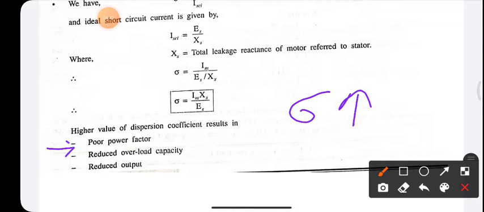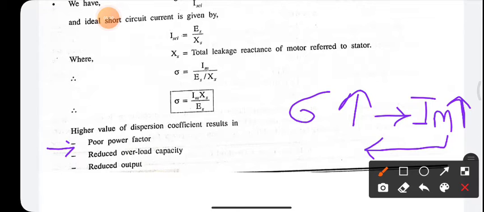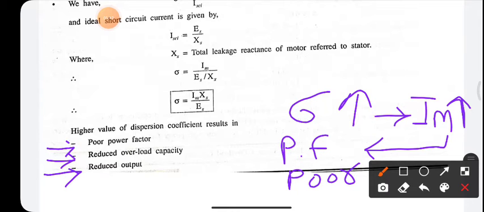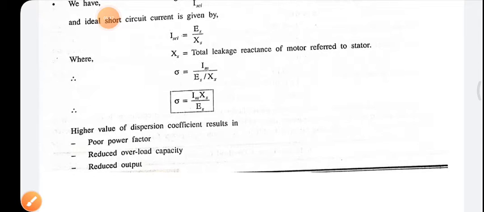How can we say that? For sigma to be high, the value of the magnetizing current should be high. And if the magnetizing current is high, then our power factor is bound to be poor. Then it also reduces the overload capacity, and the output is reduced as the efficiency is reduced. So these are the effects of a higher dispersion coefficient.